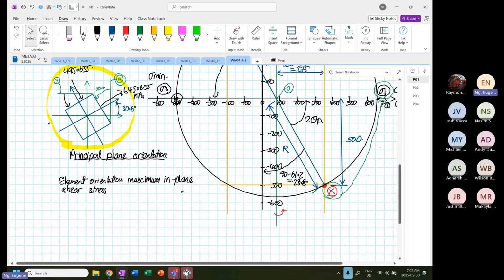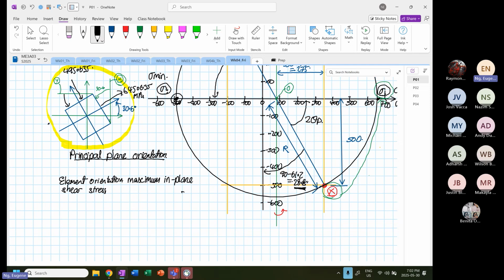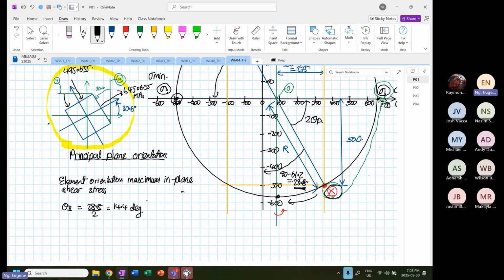Okay. So yesterday we calculated the angle, which is 28.8. Okay, so the angle for the shear, right? So this will be equal to 28.8 divided by 2, and the outcome will be equal to 14.4 degrees. Okay, and then from X to where the maximum shear stress is, we are going to rotate the element. The angle of rotation is going to be clockwise, so we're going to do a clockwise rotation.